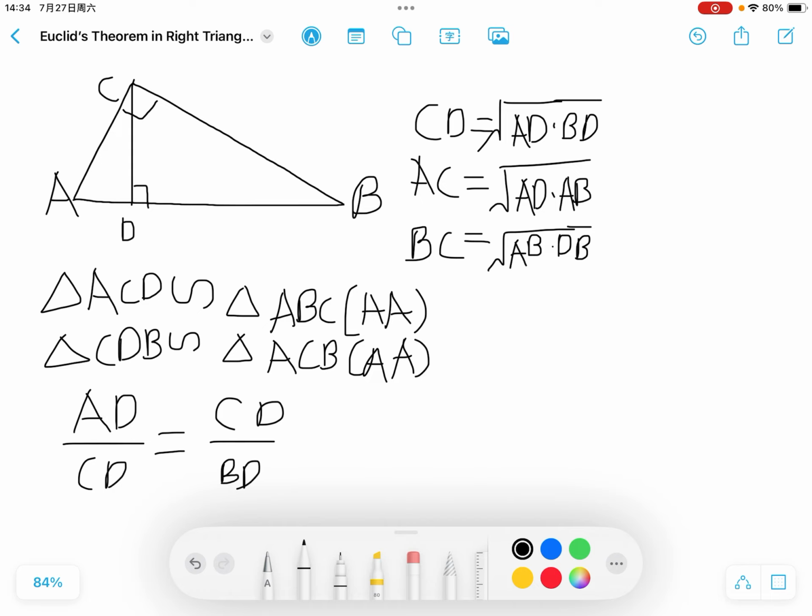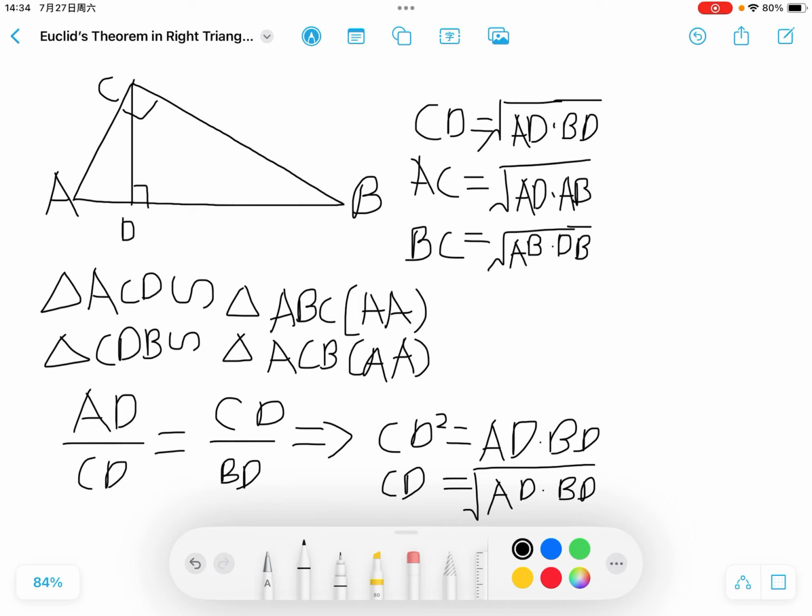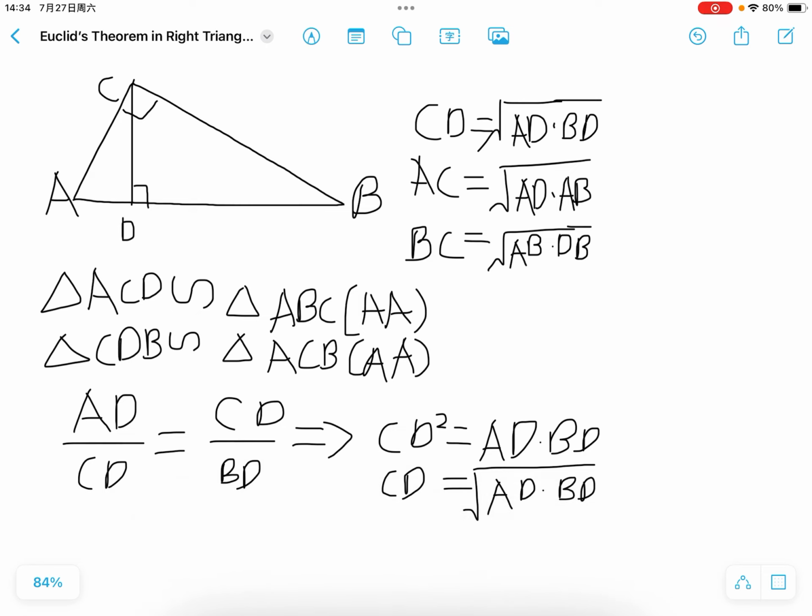If we multiply both sides by CD, and we also multiply both sides by BD, we have CD squared is AD times BD. So we just take the positive square root of this. We have to take the positive square root, not the negative, because side lengths have to be positive in order for things to make sense. And we've proved our first rule. The other two rules can be proved in really similar ways.